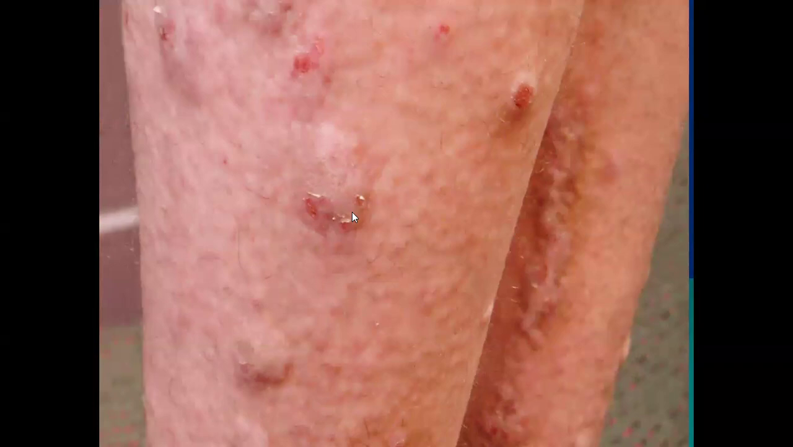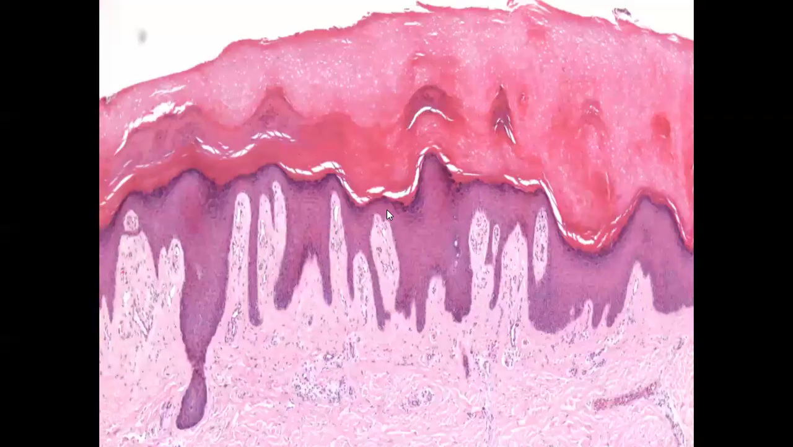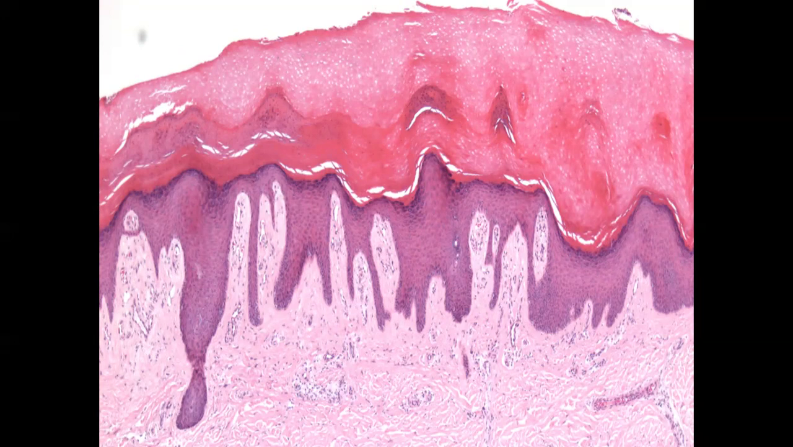And this is a focal lichenification. An example is prurigo, a very itchy condition, and you can see excoriation, or the loss of superficial stratum corneum and stratum spinosum. So lichenification is characterized by thickening of the stratum corneum, but the main feature is epidermal hyperplasia.